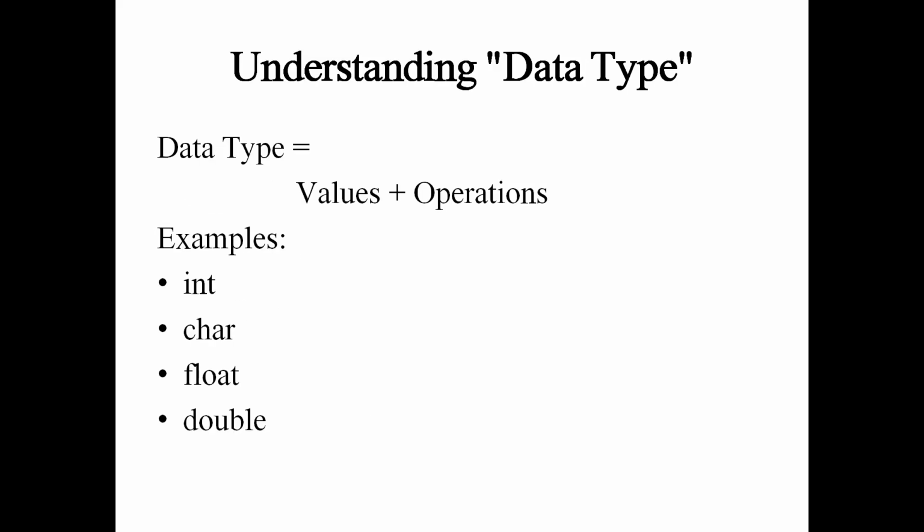So to understand ADT better, let's split the term into two words. First, data type. A data type defines the values that can be stored and the operations that can be performed on those values. For example, an integer variable can store whole numbers, and we can perform operations such as addition, subtraction, multiplication, and division. So, a data type is not just data, it is data together with permitted operations.